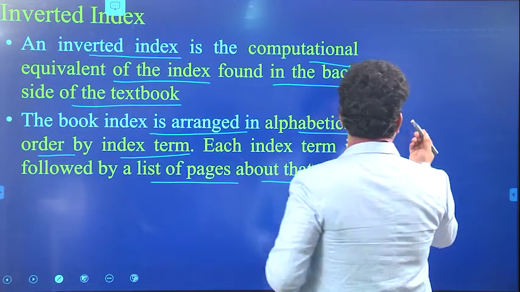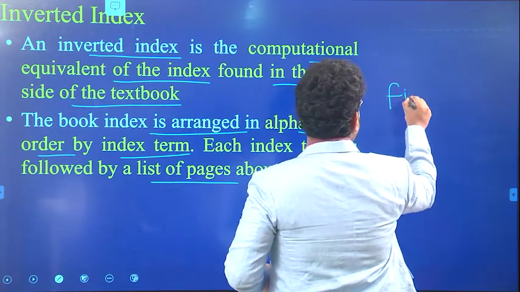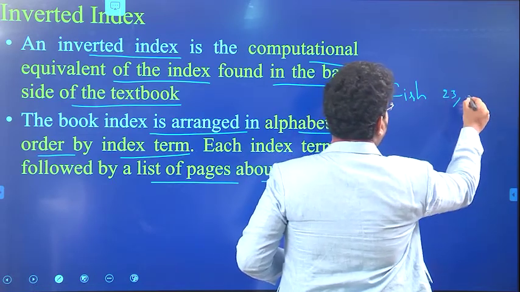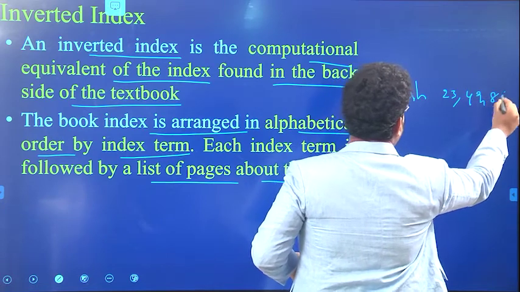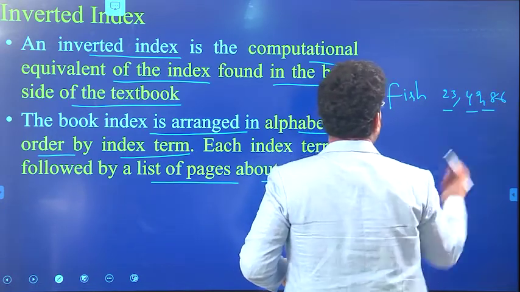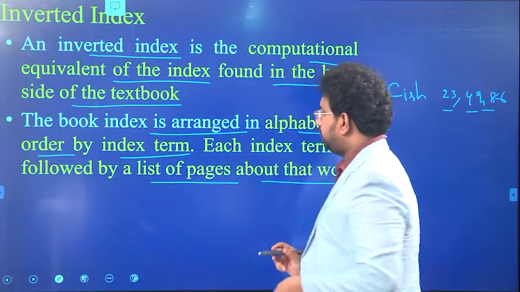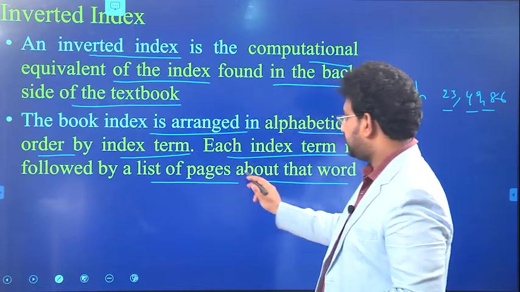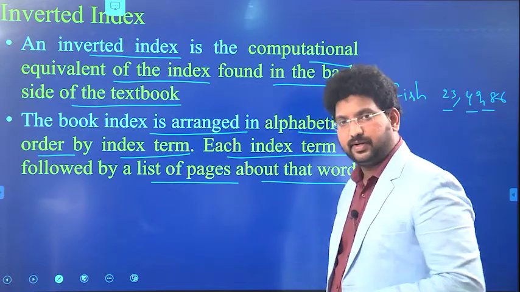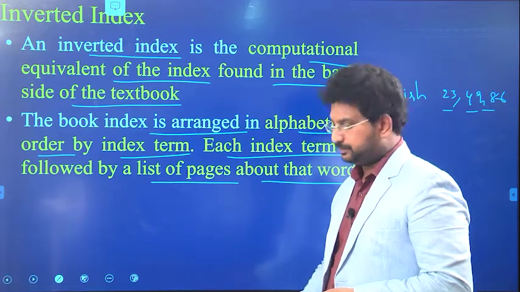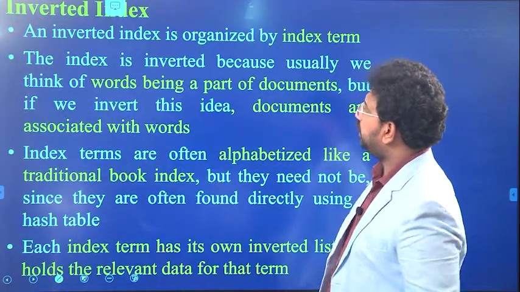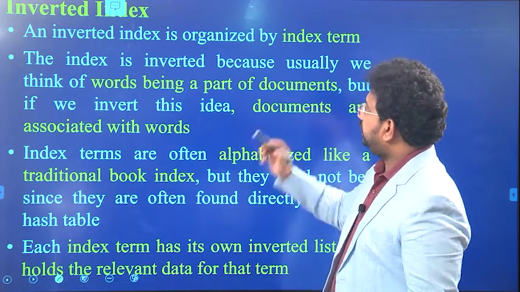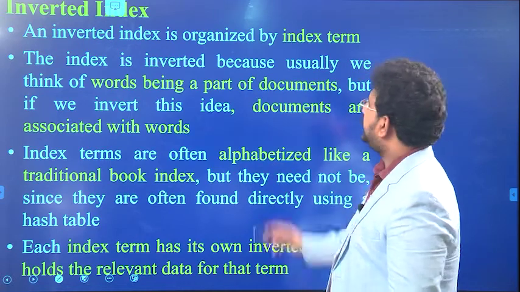So here if you observe, for example, fish, if it is present in the number 23rd and 49 and 86, these are all the different pages available for this word fish. So here, each index term is followed by the list of pages about that word. And if you go into some more details of the inverted index, we come to find that an inverted index is organized by the index term.